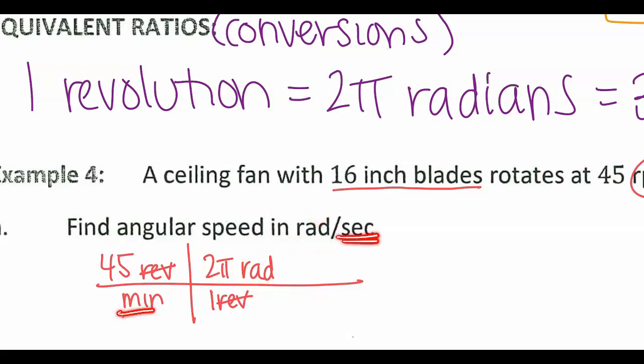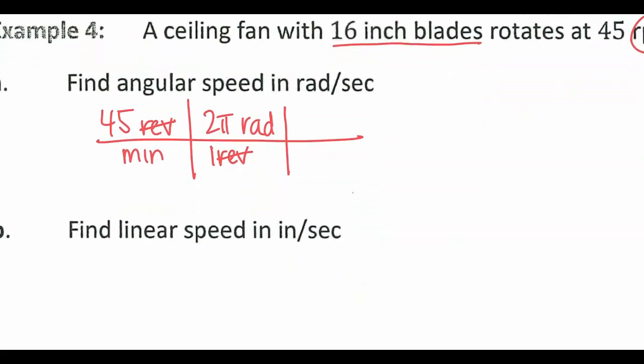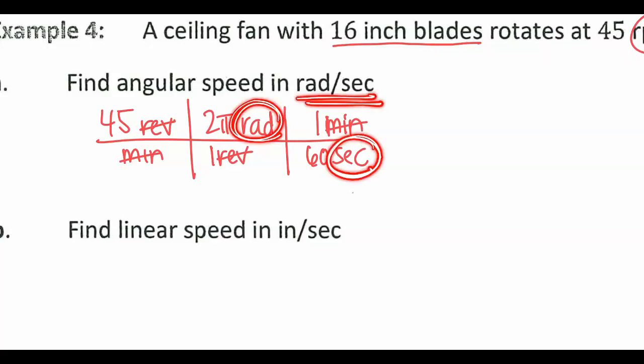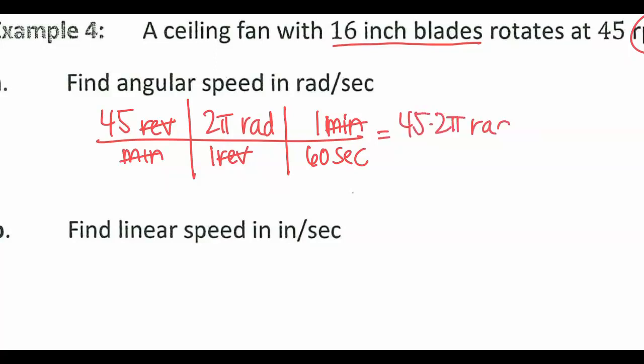Now I need to convert this from minutes into seconds. Let's use basic conversions that you should know coming into this. Even though I didn't list them out, you should understand how to get from minutes into seconds. There are 60 seconds in 1 minute. The minutes in the numerator and denominator are going to cancel. Once you have all of these units that cancel, make sure that you have radians in the numerator and seconds in the denominator. That's what I want to see. So we're going to have 45 times 2 pi radians over 60 seconds.